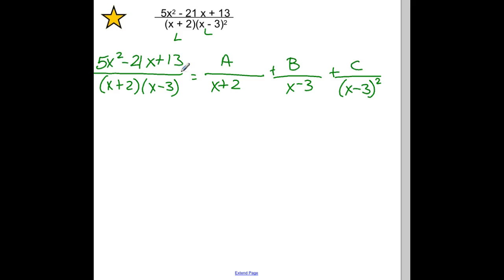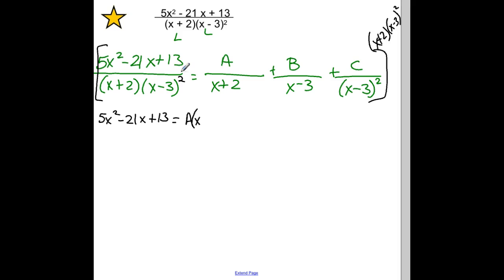Okay. What's the next step? Good. Times everything by the LCD. In this case, our LCD is an x plus 2 and an x minus 3 squared. So on the left side, sorry, I just realized I'm missing a square there. On the left side, everything in the bottom drops out. Okay, so we end up with 5x squared minus 21x plus 13. What happens to the a? What's left that gets multiplied to the a?